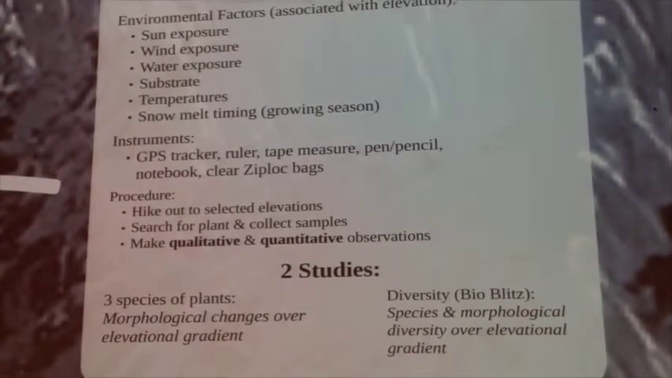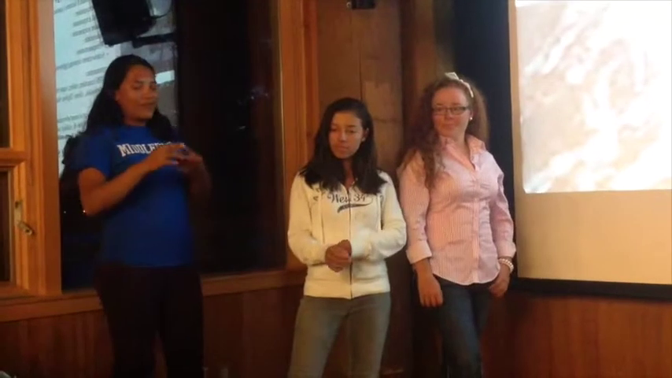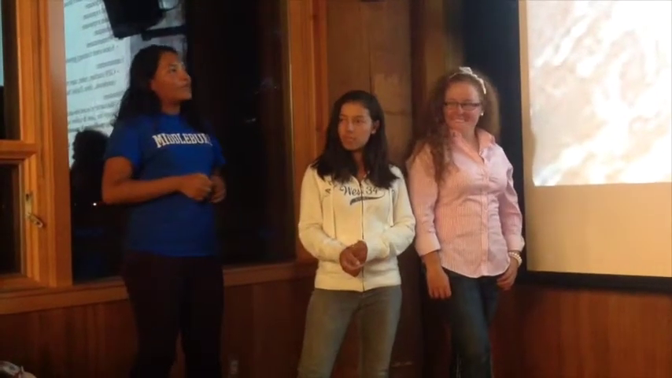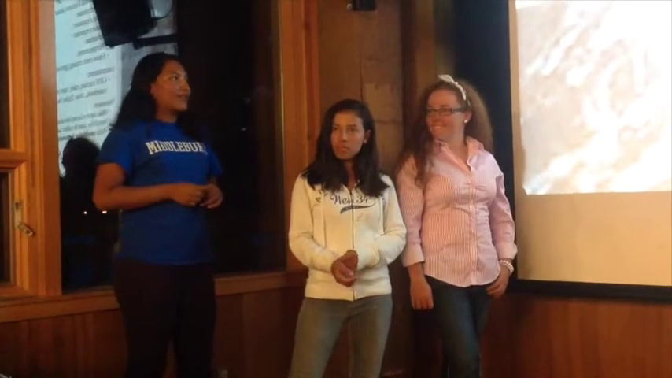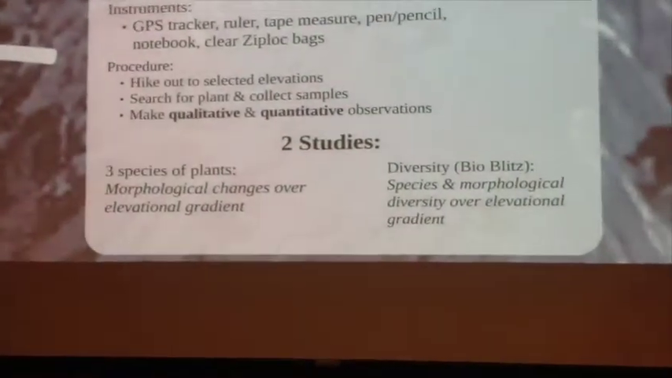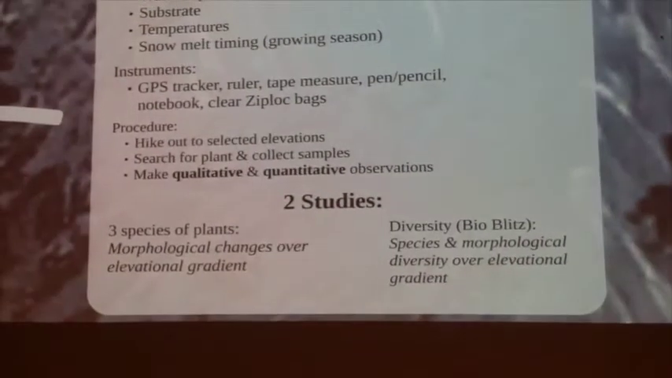And the instruments that we used: a GPS tracker to track which elevation we were at. We used a ruler and tape measure so that we could measure the plant and the leaves. We used pen, pencil, and notebook to gather our data. And we used clear Ziploc bags so that when we found a plant, we could get a little sample and take it with us so that we could keep observing it if we wanted to.